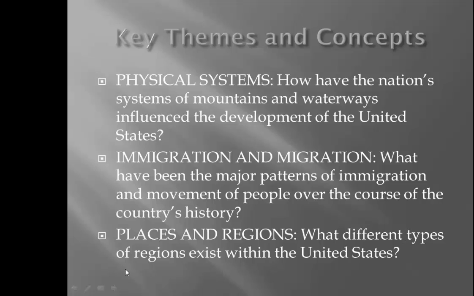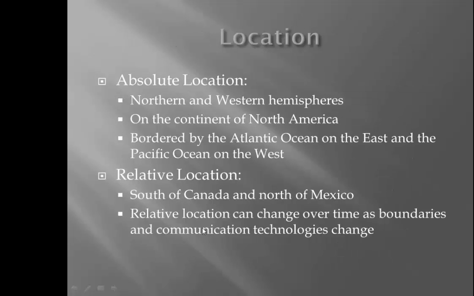What different types of regions exist within the United States? North, south, east, west, mountainous, flatlands. There are many different regions within the country, and you may want to be aware of some of those. All right. So first things first, we're going to work on the 5 themes that geographers use.